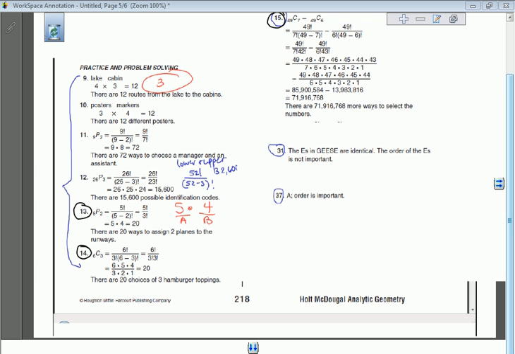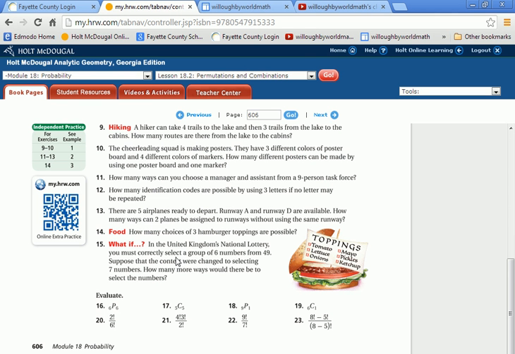Okay, are we ready to talk about 15? Okay. So number 15, in the United Kingdom's National Lottery, you must correctly select a group of 6 numbers from 49. So suppose that the contest were changed to selecting 7 numbers. How many more ways would there be to select the numbers?